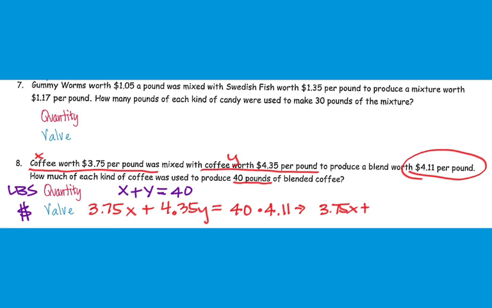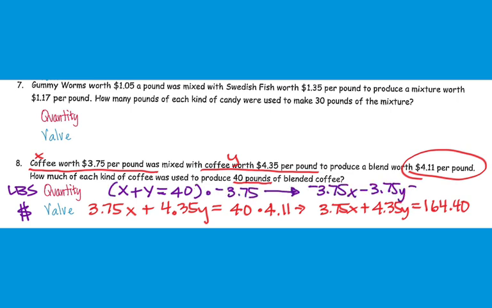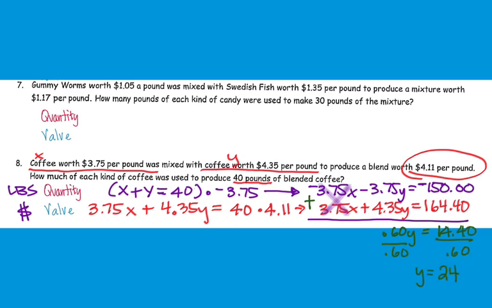Again, I like to eliminate the smallest amount, which is 3.75. So I'm going to multiply the top equation by negative 3.75 to everybody in the equation. And when I add up, I can solve for my Y kind of coffee. And I get 24 pounds of the Y value coffee. And then I substitute it back in to solve for the X kind of coffee. And in this case, our X coffee, our $3.75 a pound coffee is 16 pounds. And our Y coffee is 24 pounds. So, yeah, that's what makes up this 40-pound mixture.